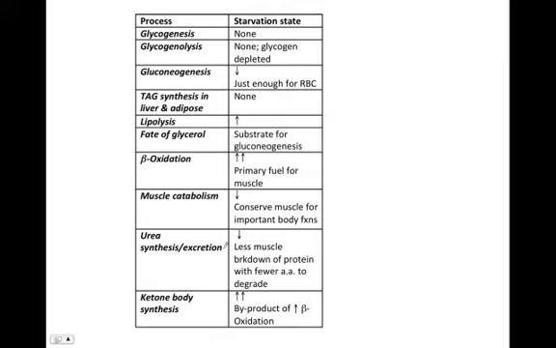You'll notice that urea synthesis is also decreased, and this is consistent with a decrease in muscle catabolism. As fewer amino acids are released from the skeletal muscle to be used as a substrate for gluconeogenesis, there are fewer nitrogen-containing compounds providing substrate for the urea cycle.